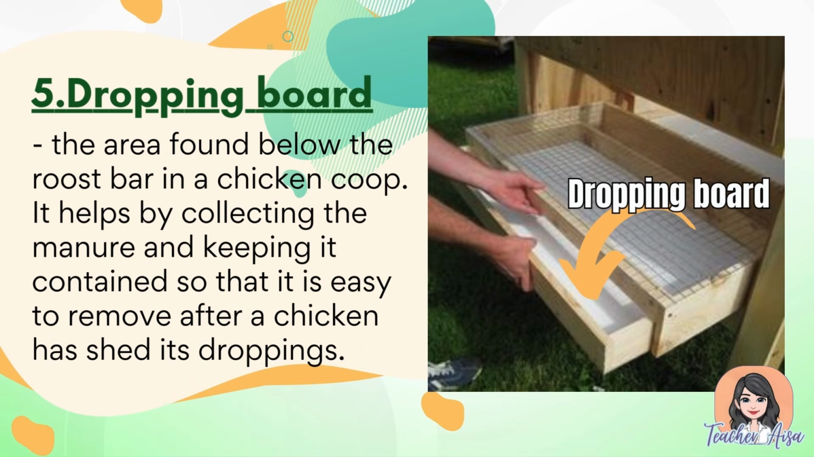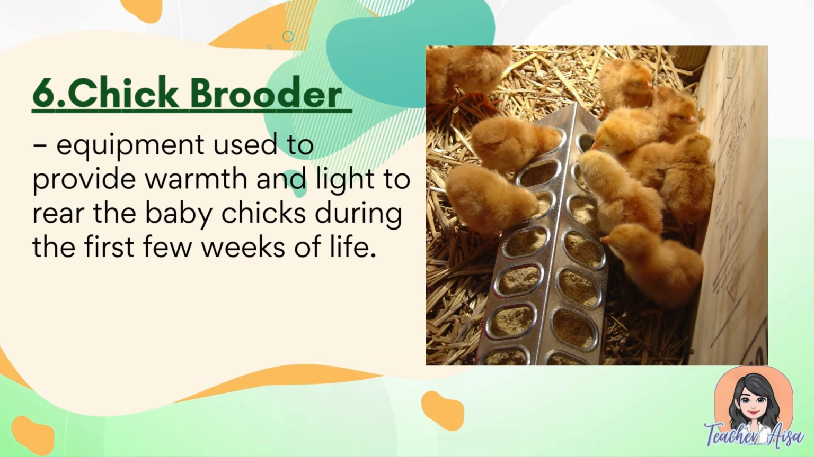5. Dropping board. It is the area found below the roost bar in a chicken coop. It helps by collecting the manure and keeping it contained so that it is easy to remove after a chicken has shed its droppings. 6. Chick brooder. It is an equipment used to provide warmth and light to rear the baby chicks during the first few weeks of life.